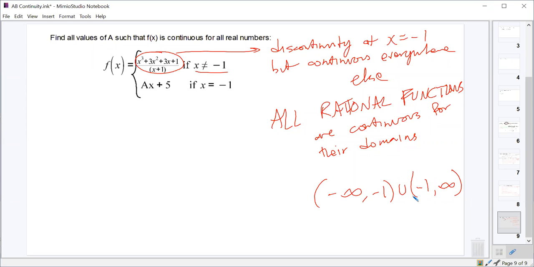Yeah. So we've now shown that this function is continuous for everything except maybe at negative 1. And so all we have to do is show a value of a that makes it continuous at negative 1. And that means we're looking for continuity at a point, right? At x equals negative 1. In order for a function to be continuous at a point, what do we need to have be true? 3 criteria that need to be met.